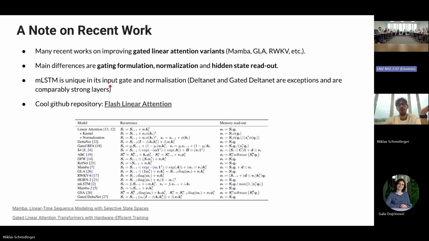So MLSTM is unique here. It has an input gate. Most of these don't have input gates. They just have learned forget gates. And DeltaNet and gated DeltaNet are an exception here. And they're also comparatively strong layers.